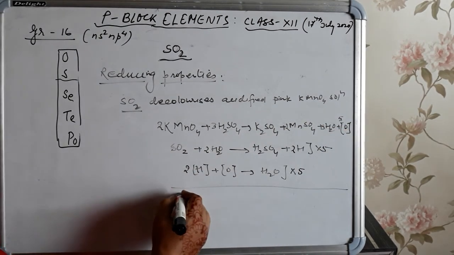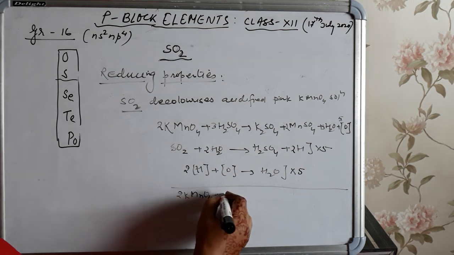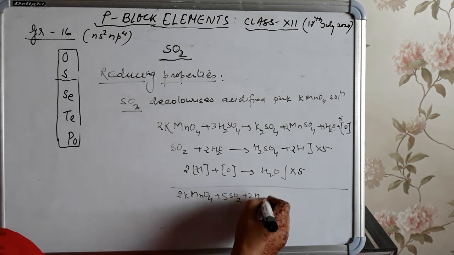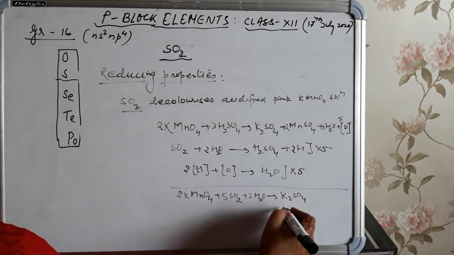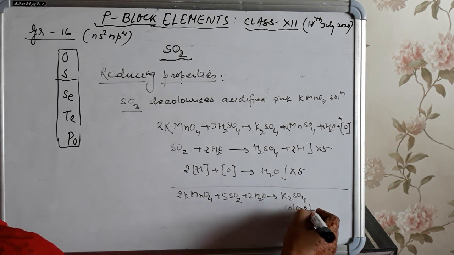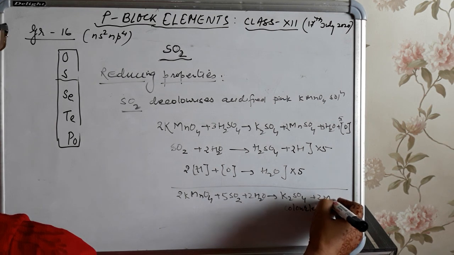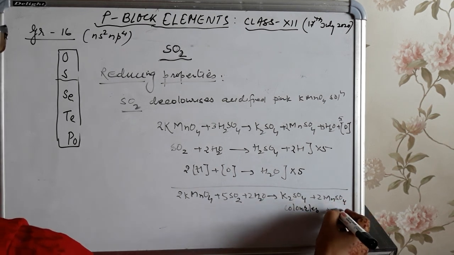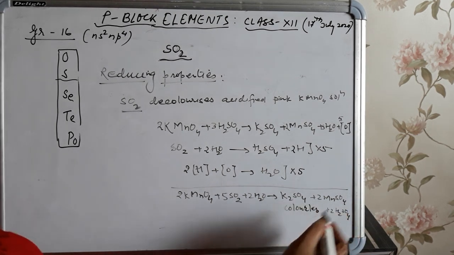So you will get 2KMnO4 plus 5 sulfur dioxide plus 2H2O giving K2SO4, which is colorless, plus 2MnSO4 plus 2H2SO4. MnSO4 is also colorless.